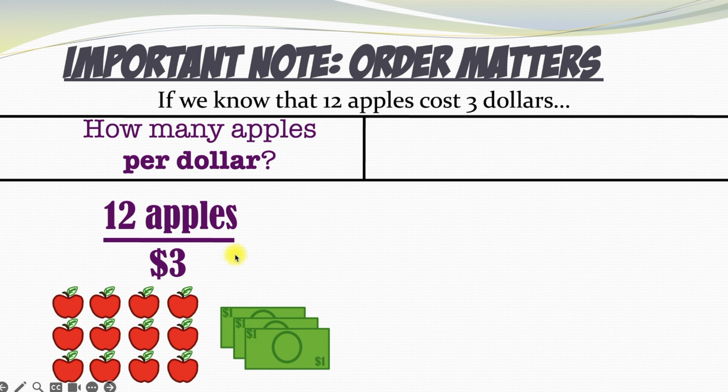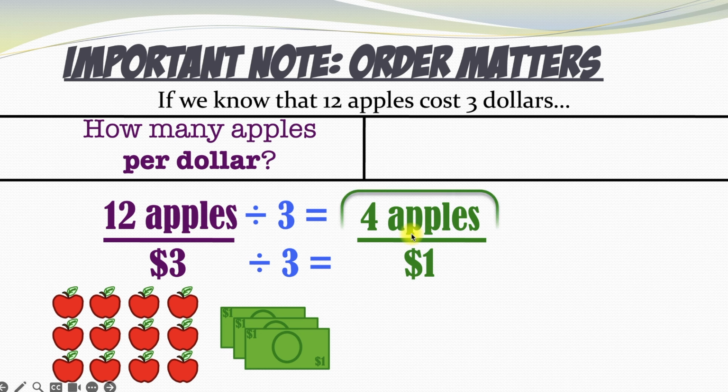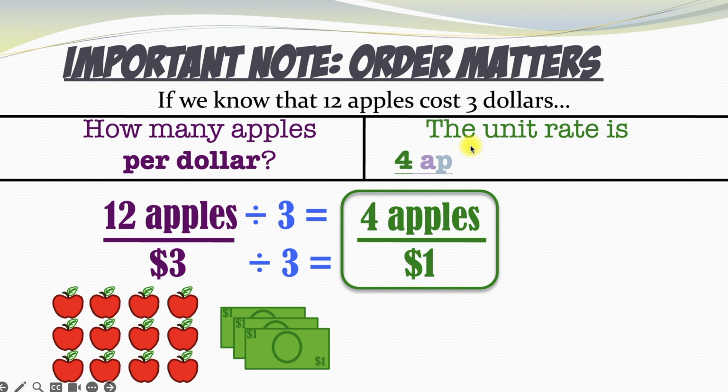So to find the unit rate, we'll divide by the bottom value, which is 3. And 3 divided by 3 gives us $1, which is perfect because that's exactly what we're looking for. And then we'll divide the top the same exact way. And 12 divided by 3 equals 4 apples. So the unit rate is 4 apples for every $1. And we would say the unit rate is 4 apples per dollar.